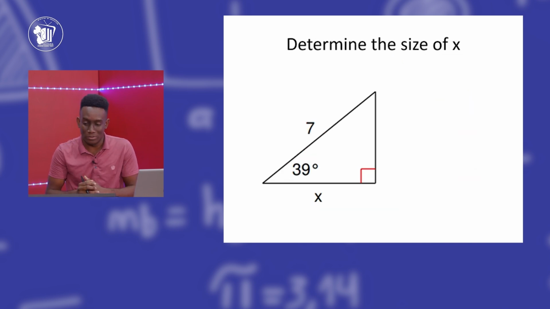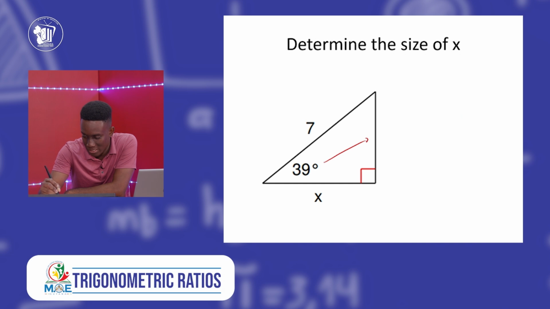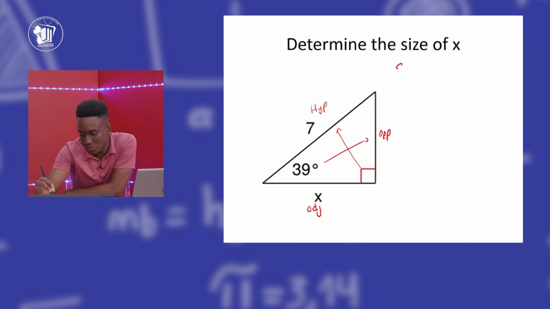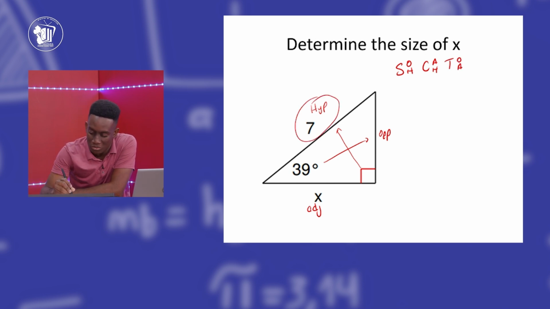Let's look at our final example. Once again, we want to determine the size of x. We label: the side opposite the angle is the opposite, the side opposite the right angle is the hypotenuse, and the remaining side is the adjacent side. So let's put down our ratios again. Some old horses can always hear their owners approach. We are given the hypotenuse and we want to find the adjacent. Which ratio has hypotenuse and adjacent?